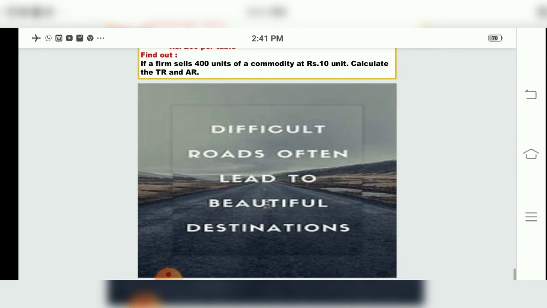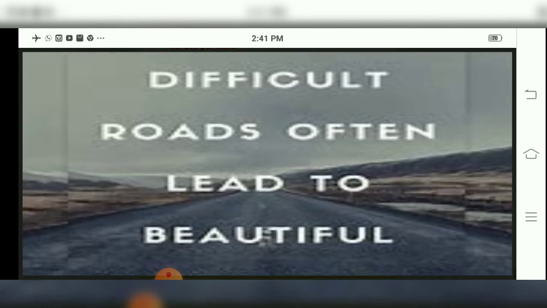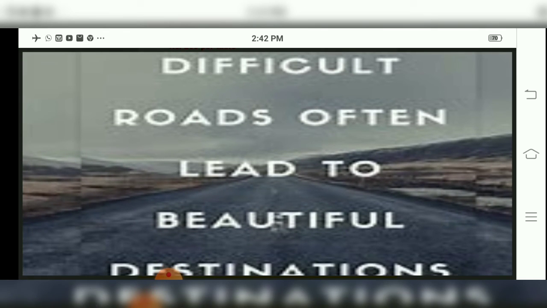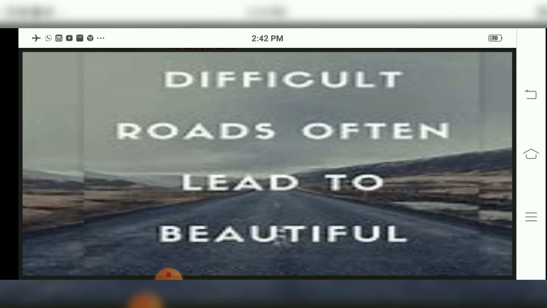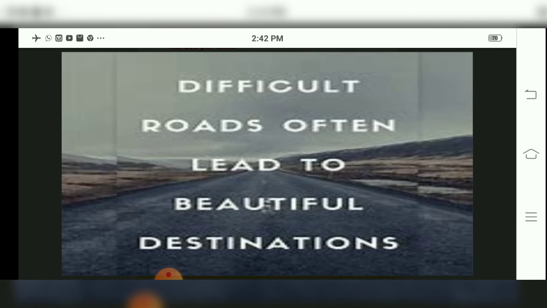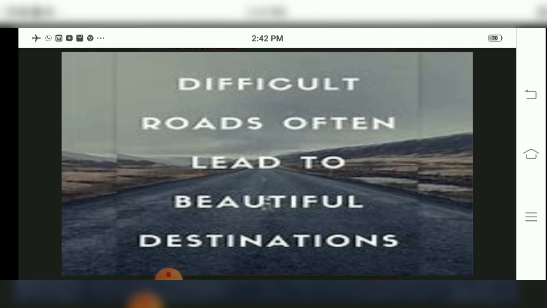So the chapter of supply is over, where we have seen the law of supply, assumptions, exceptions of supply, children, determinants of supply. Lastly, I have written a quote for this chapter: difficult roads often lead to beautiful destinations. Simple meaning, very nicely it has been told.